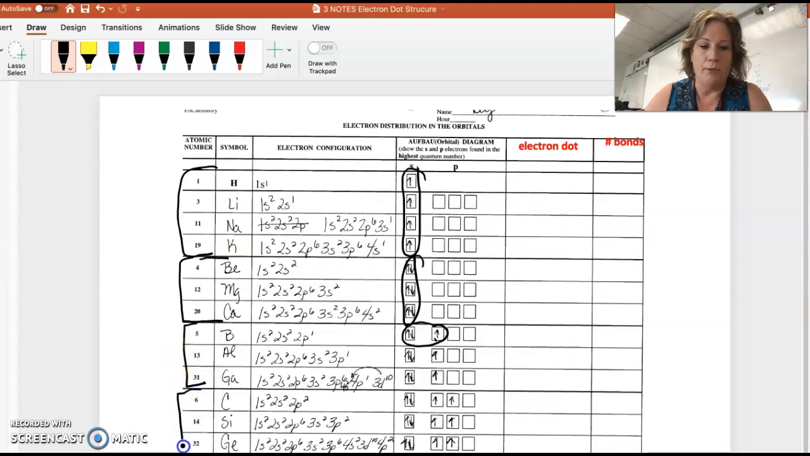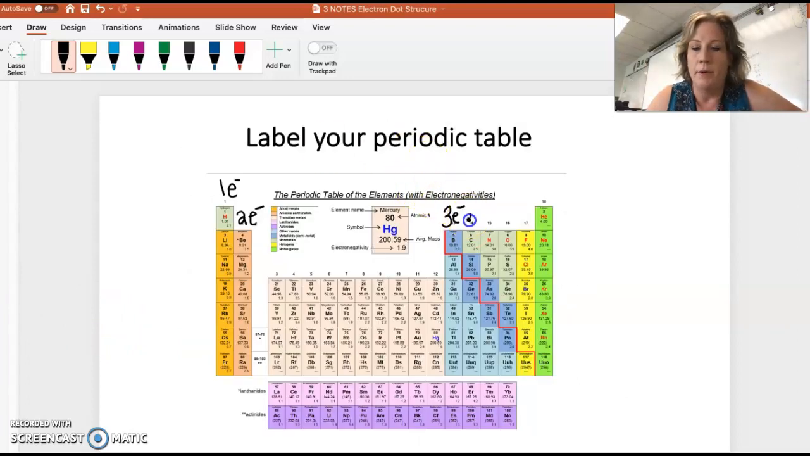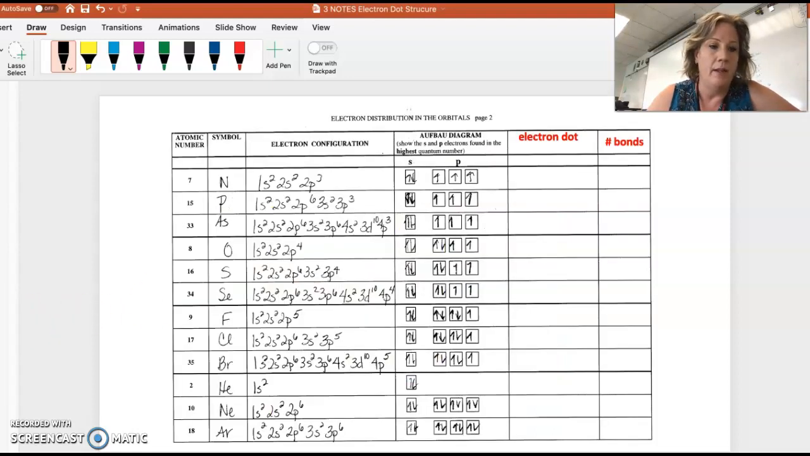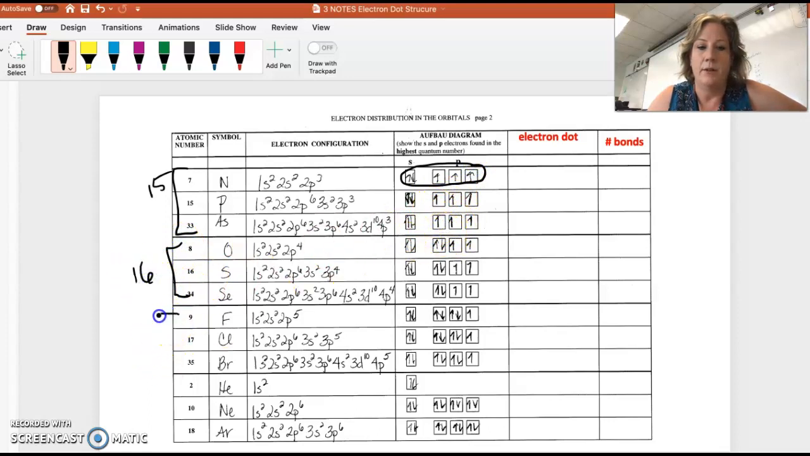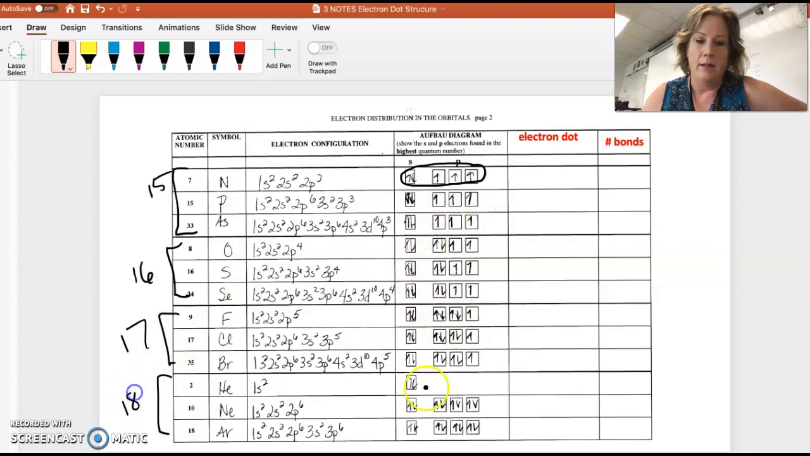And then we get to group 14, and there's a total of 4 valence electrons for all of them. So we would get over here and put a 4 here. And we can keep going. So when we get here, this is group 15, we have 5 valence electrons in all of these. Group 16, we have 6. Group 17, we have 7. And group 18, we have 2 for helium, but otherwise we have 8.